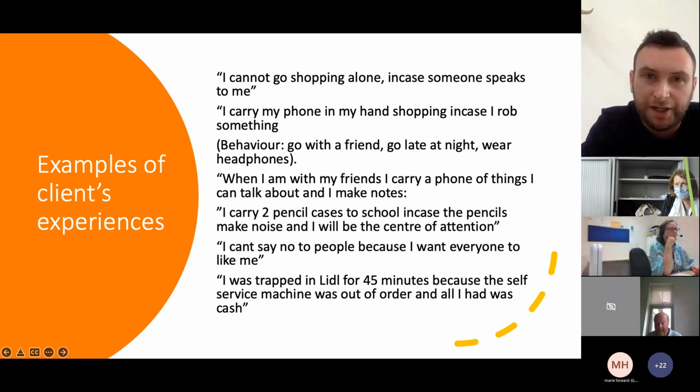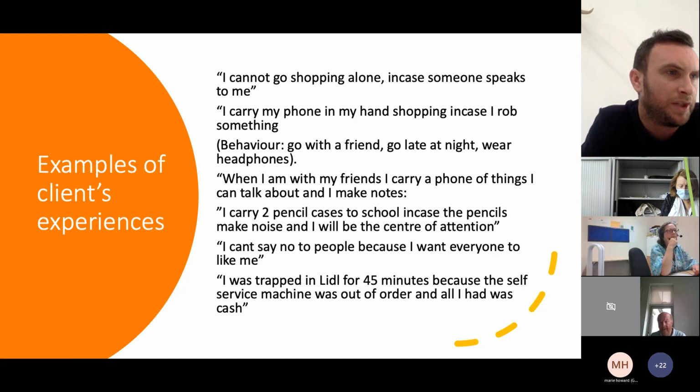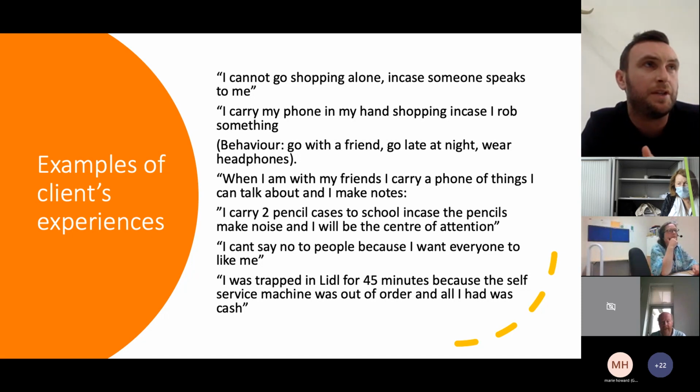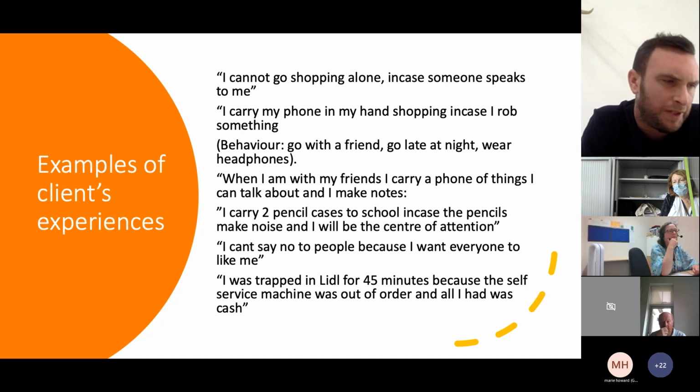These are examples of what I've heard clients saying, just a snapshot of what I have heard people saying and why they do it. Whenever I'm trying to understand people's presentations, what I like to do is to understand the specific details of what they do. They might say stuff like, I find shopping difficult, or I find talking to people difficult, or I find getting buses difficult. And our job is to try to understand what is going on for the client in terms of their thinking, their feeling, and what they're doing. This is just an example of some stuff that people have said to me.